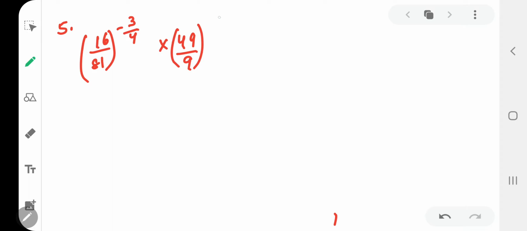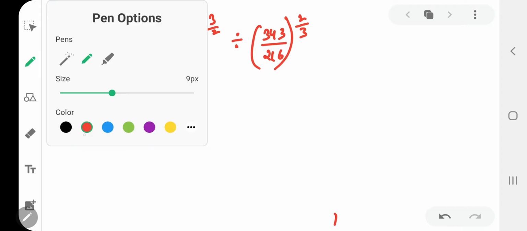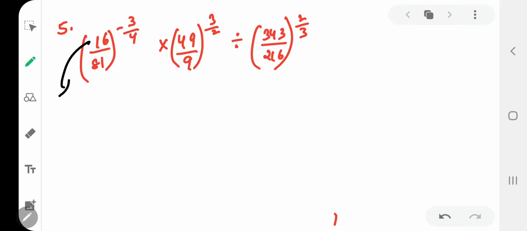Next we'll take problem number 5, which says 16 upon 81 to the power minus 3 upon 4, 49 upon 9 to the power 3 upon 2, divide by 343 upon 216 to the power 2 by 3. My dear kids, if I open 16 and make it into the form of exponent, I'll get 2 raised to 4. And if I open 81, I'll get 3 raised to 4. And with that minus 3 by 4.